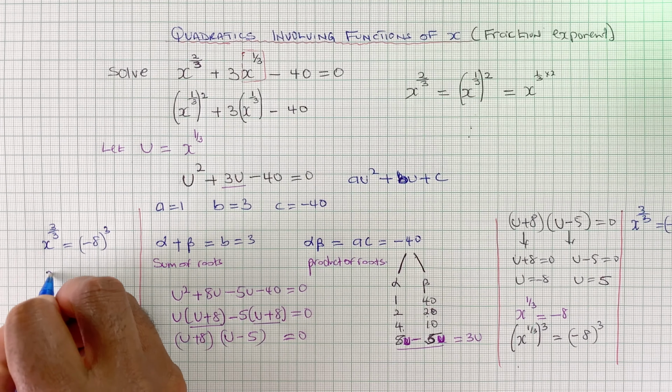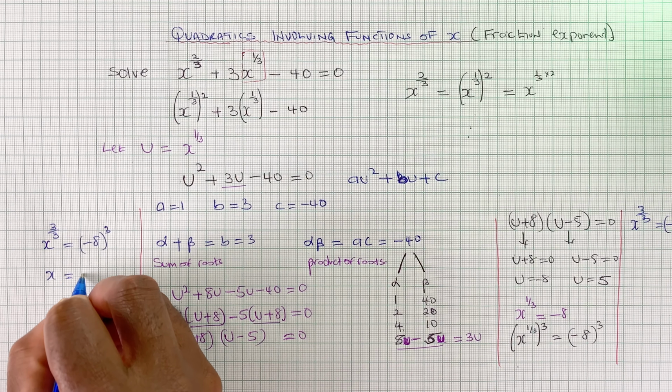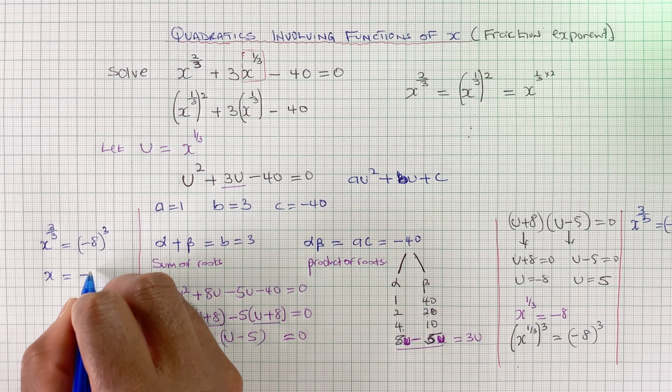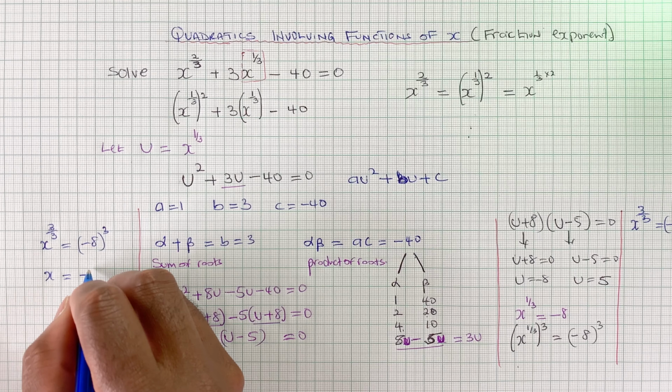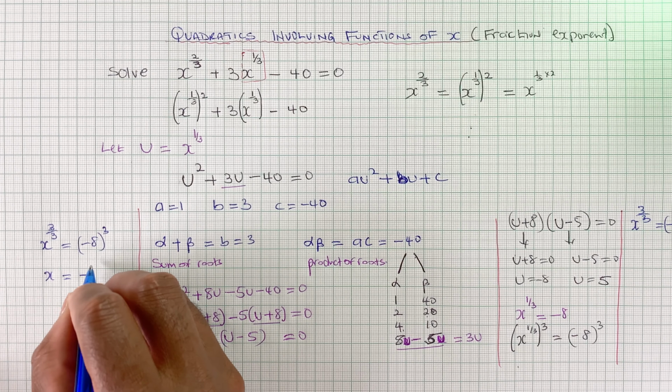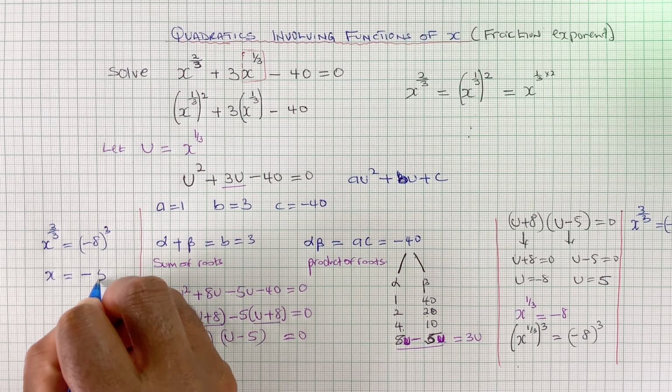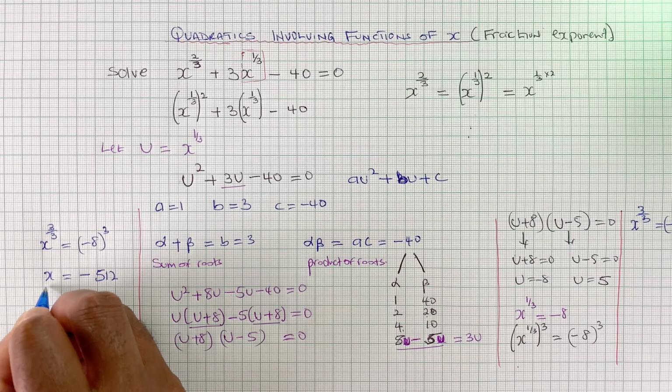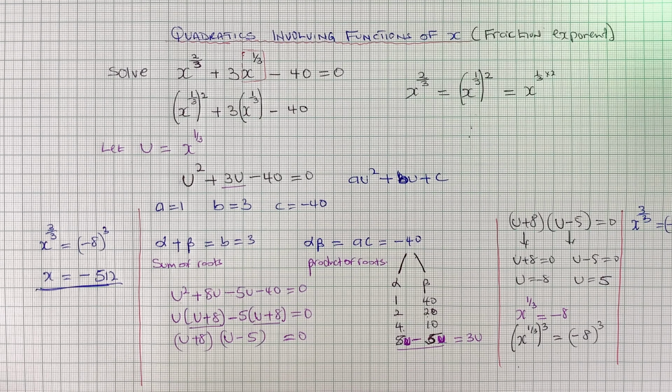So that will become x equals minus 8 times minus 8 is plus 64. Plus 64 times minus 8 is minus 512. That becomes minus 512. So that's what x is.